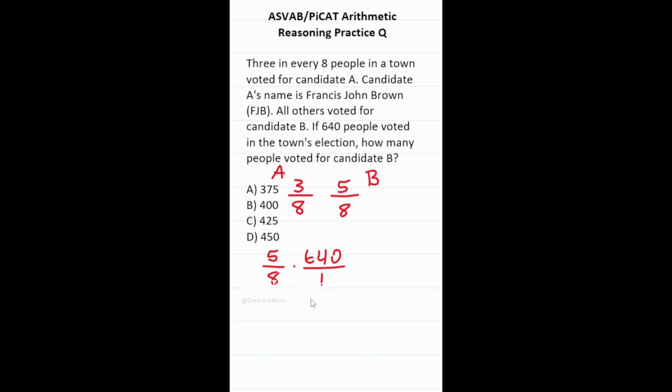Write 640 as a fraction by placing it over 1. Cross reduce. 8 goes into 8 one time. 8 goes into 64 8 times. Tack on that 0. Now we can just multiply this out. 5 divided by 1 is 5. 80 divided by 1 is 80. 5 times 8 is 40. Again, just tack on that 0. So 5 times 80 is 400. In other words, 400 people voted for candidate B over FJB.